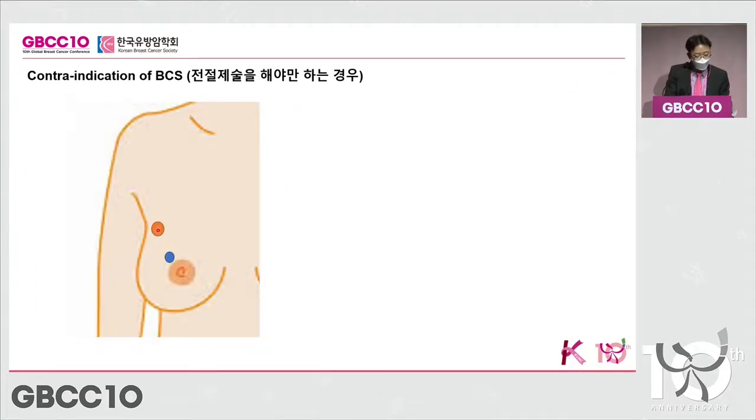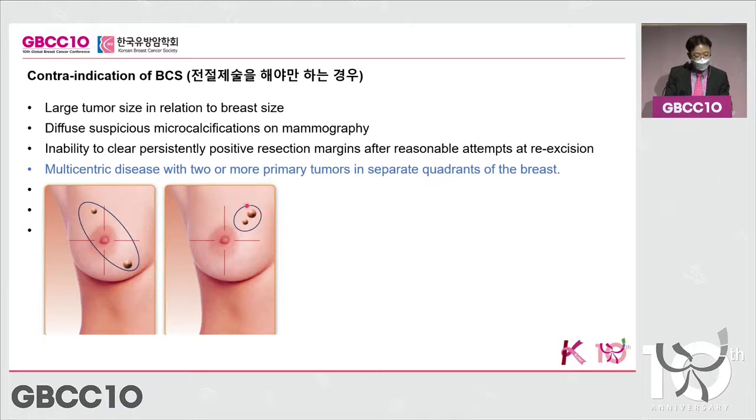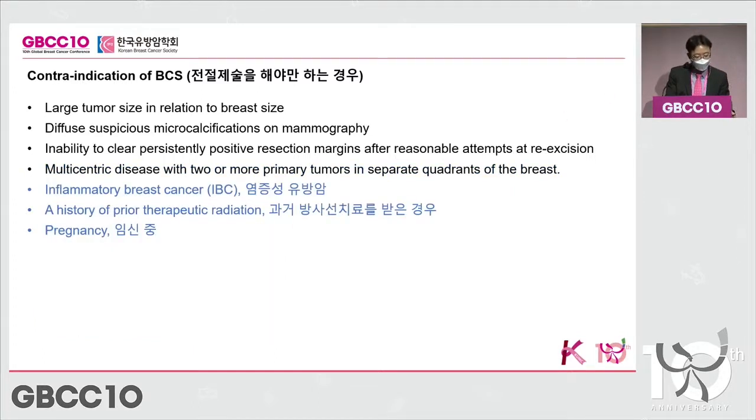Also, if you have, for example, diffuse suspicious microcalcification on mammography, it does not mean the same thing, but it does seem more possible that they have come with similar causes and roots. So in these cases with multicentric disease, where there are two or more primary tumors, then instead of doing surgery on these different locations, you have to go ahead with mastectomy.